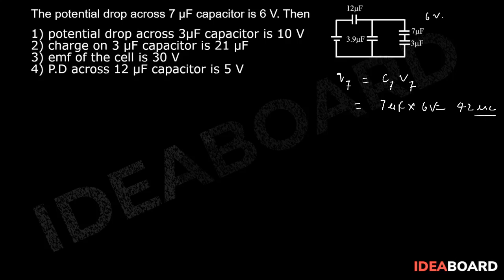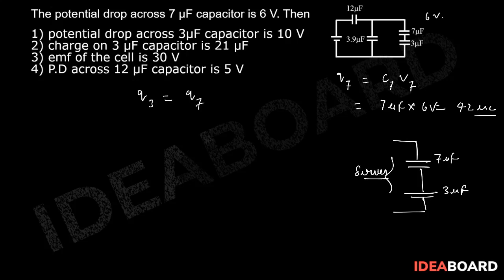Now one thing is clear from the diagram, that these two, 7 microfarad and 3 microfarad, are in series. That means we can say that the charge on the 3 microfarad will be the same as on the 7 microfarad. Why? Because in series, charges are going to be the same. So suppose the charge is plus and minus here, then similarly plus and minus. So 42 microcoulomb will be the charge on the 3 microfarad capacitor.